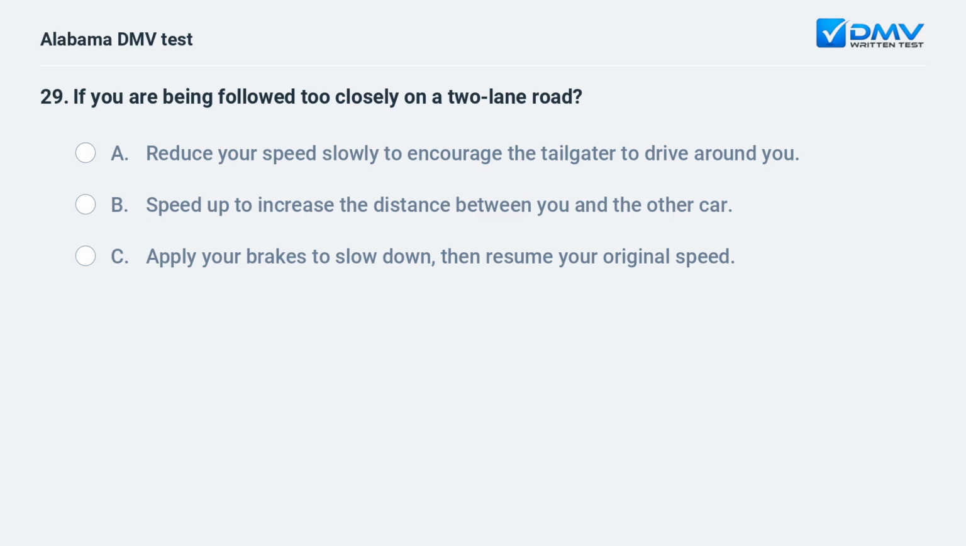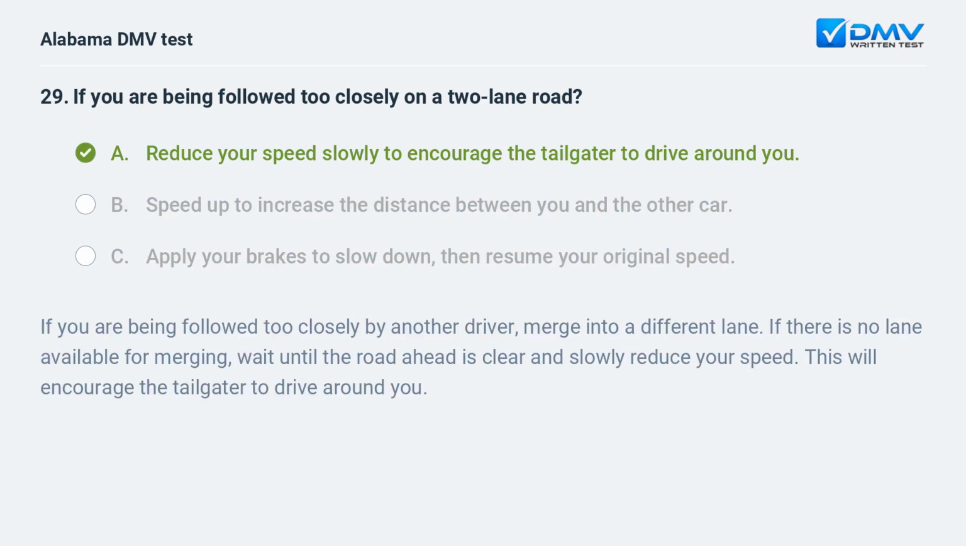If you are being followed too closely on a two-lane road? A. Reduce your speed slowly to encourage the tailgater to drive around you. B. Speed up to increase the distance between you and the other car. C. Apply your brakes to slow down, then resume your original speed. The answer is A. Reduce your speed slowly to encourage the tailgater to drive around you.